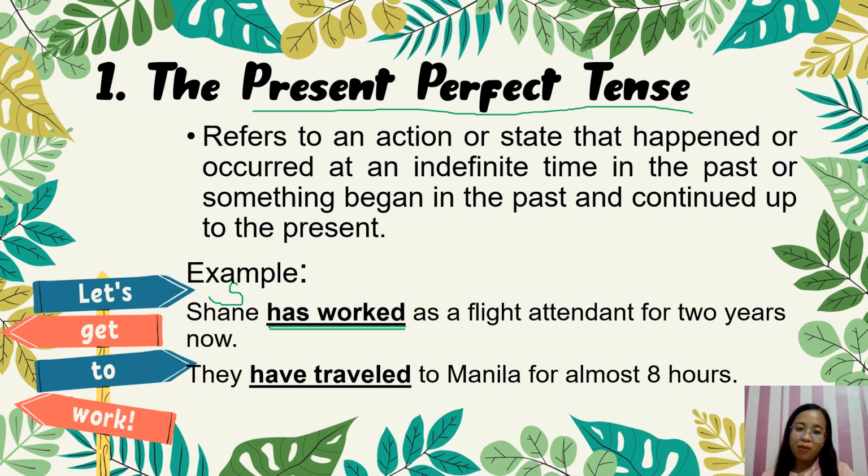Okay? Next naman po, example, they have traveled to Manila for almost 8 hours. Okay, how about this one? What is the verb? Have traveled. And the subject? They. Okay. So, ang ginamit natin na verb is the word have traveled, which is also in the present perfect tense. Okay, now let's study it more as we go along with more examples, okay? Let's proceed.